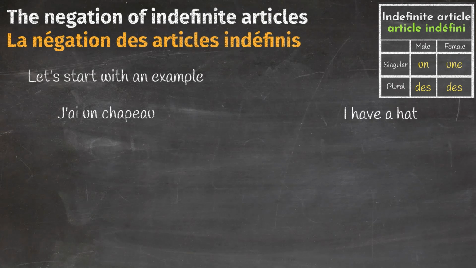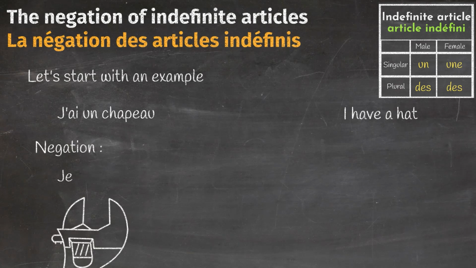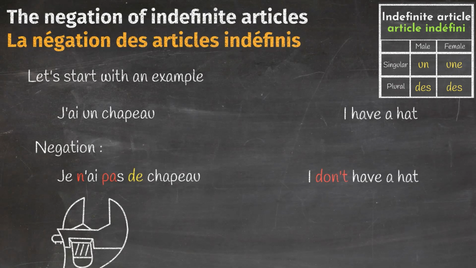As you can see, I used an indefinite article in this example. If I want to negate it, I would say je n'ai pas de chapeau. Whoa. What happened here? Where is the indefinite article? As you can see, when I negate a sentence with an indefinite article, I change the article into de.